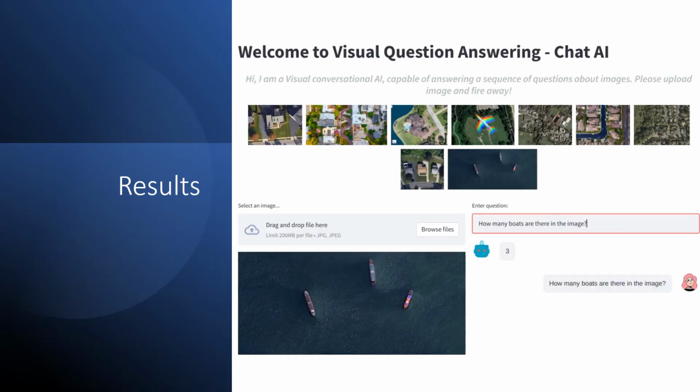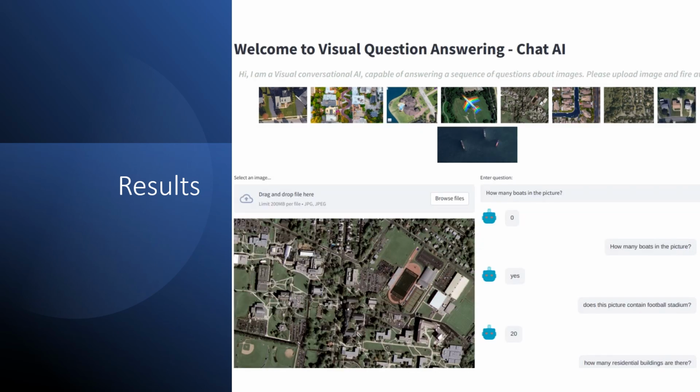These are some results of the UI developed for the output testing phase using Streamlit and FastAPI. Here, users have provided a simple counting question. The user has also provided a complex counting question like how many residential buildings are there, and the AI outputs the answer as 20. There is also one yes/no type question where the user asks a question like does this picture contain a football stadium, and the AI outputs the answer as yes.